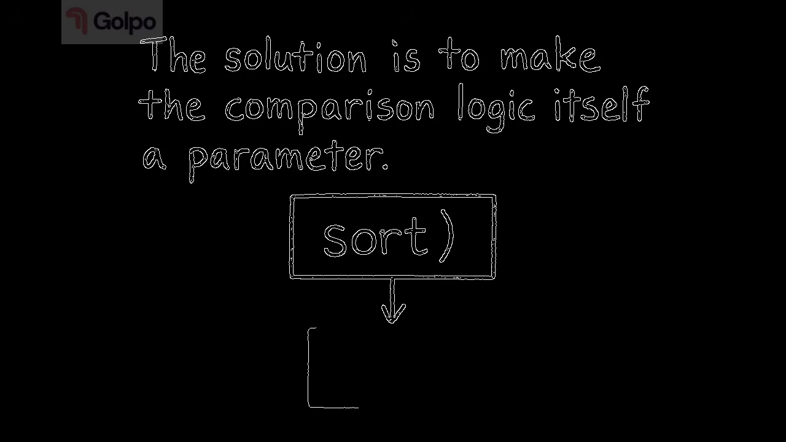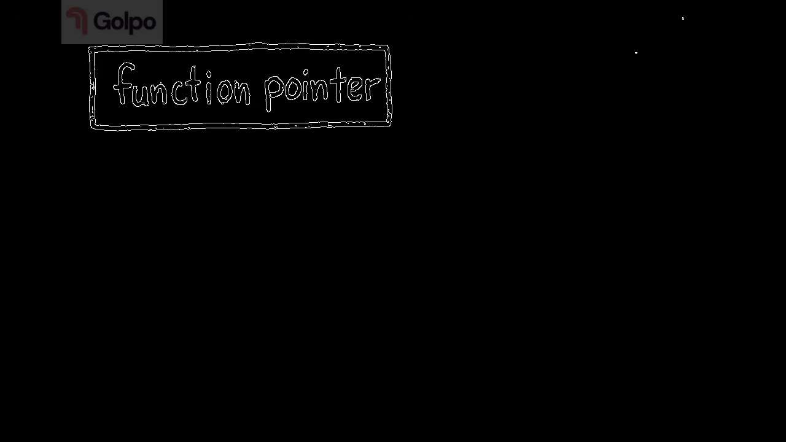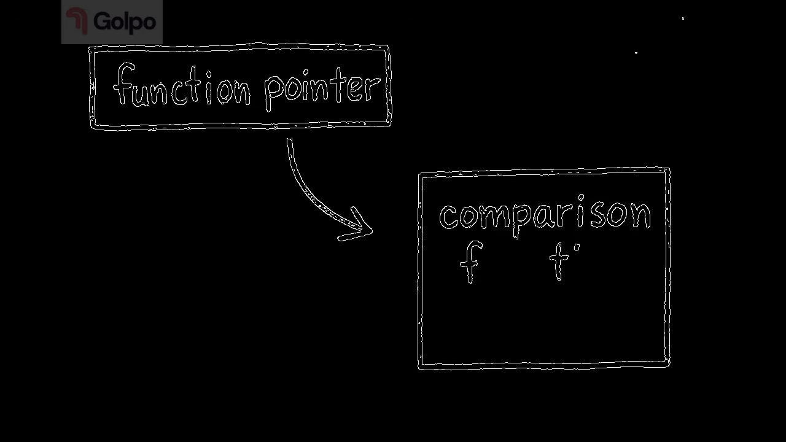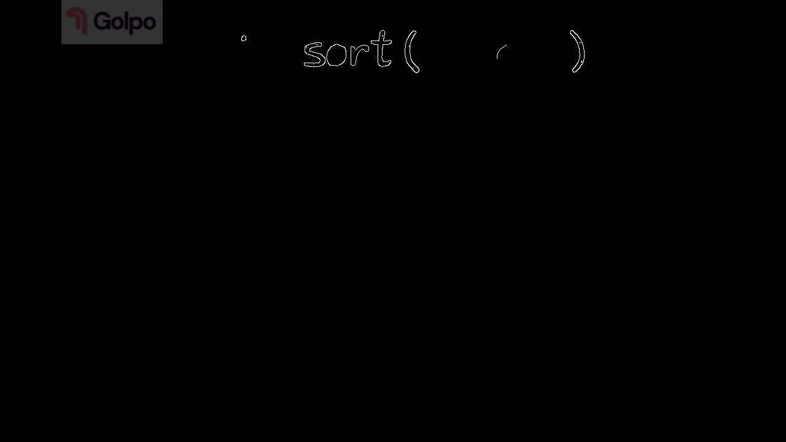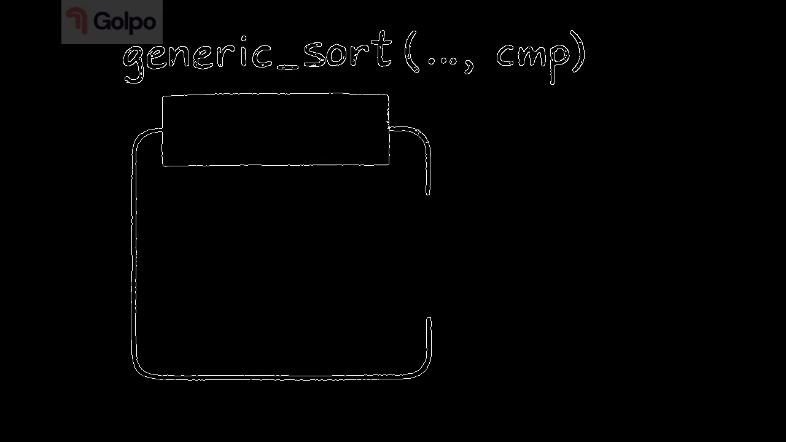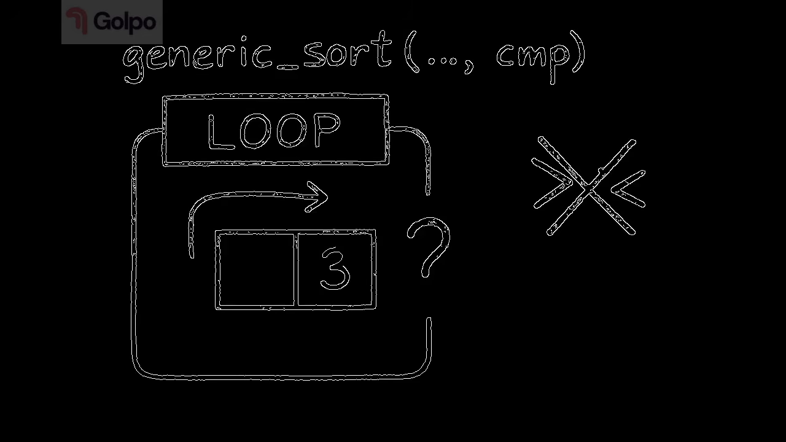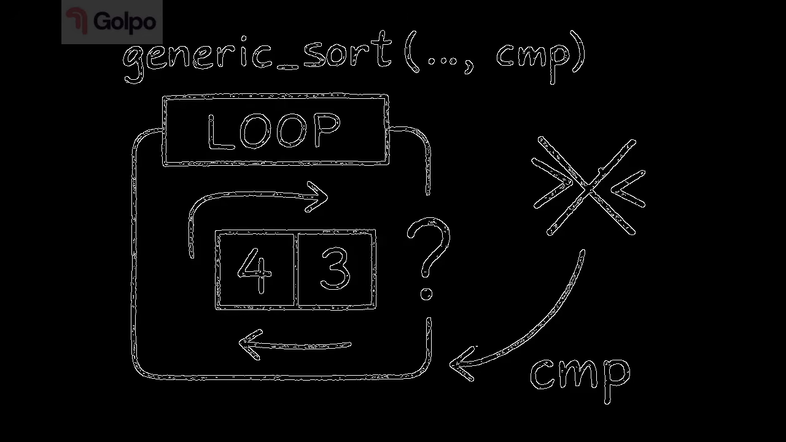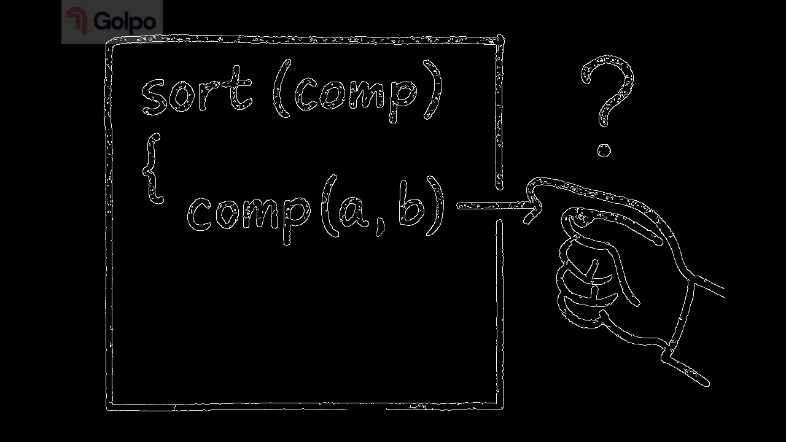The solution is to make the comparison logic itself a parameter. You pass in a function pointer, a variable that holds the memory address of a comparison function. Your generic sort function runs its loops, but when it needs to decide if two elements are out of order, it doesn't use a hard-coded greater than or less than symbol. Instead, it calls the function provided by the user to get the answer.